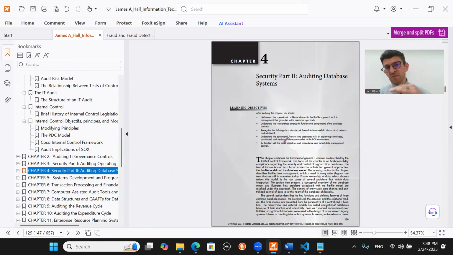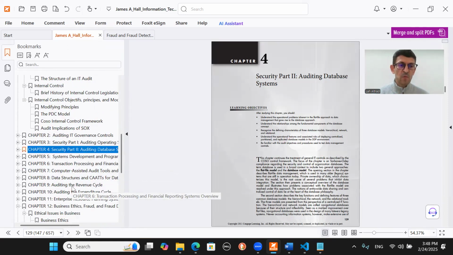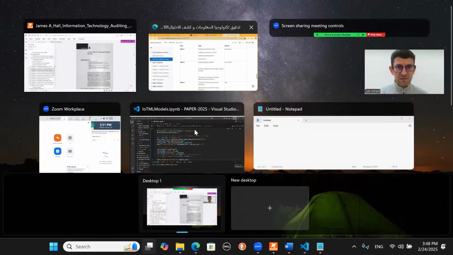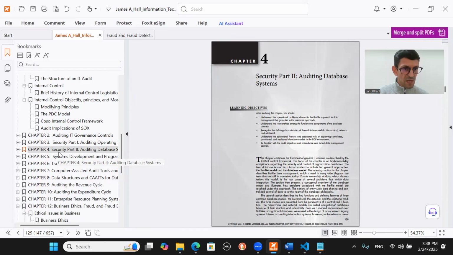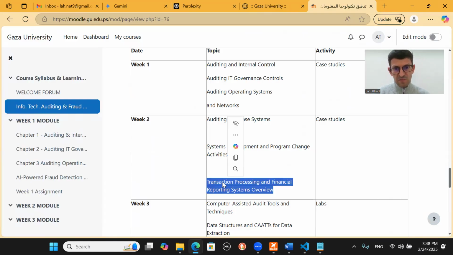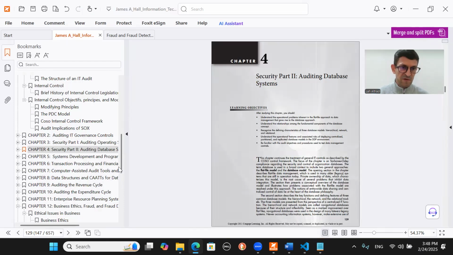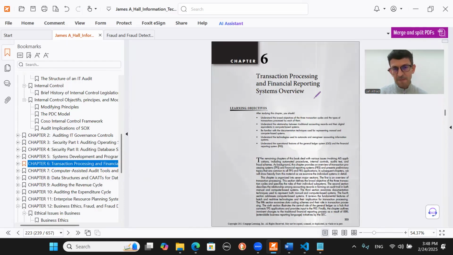So the first three chapters are week 1. In the second week, we have another 3 chapters. If we go back again to this table, in the second week we have chapters 3, 4, 5, in fact, from that textbook. So week 2, we have chapters 4, 5, and 6, I guess, the last one being transaction processing and financial reporting system overview, which should be this one. So every week we have about 3 chapters.